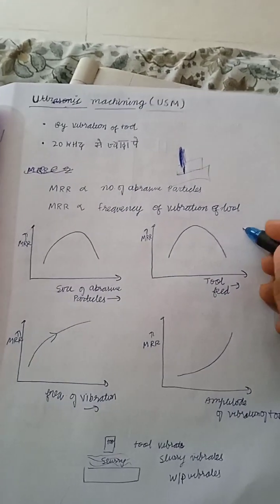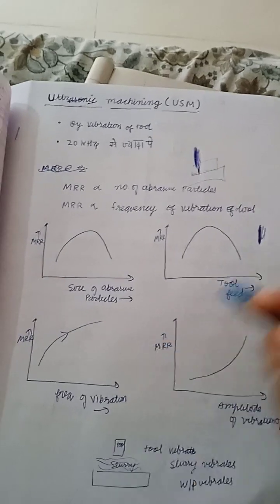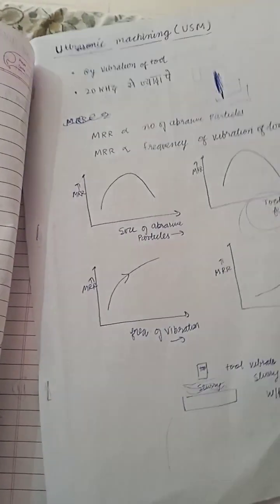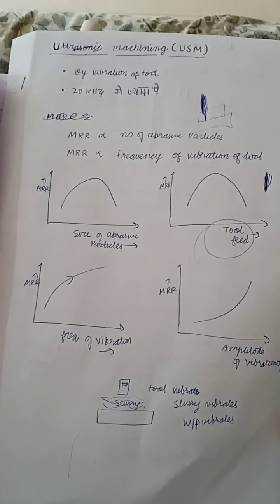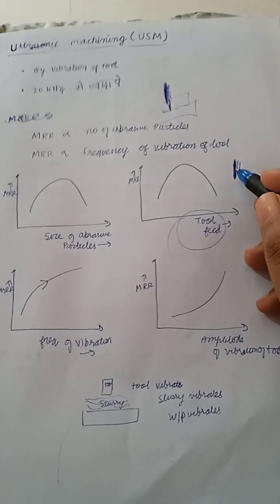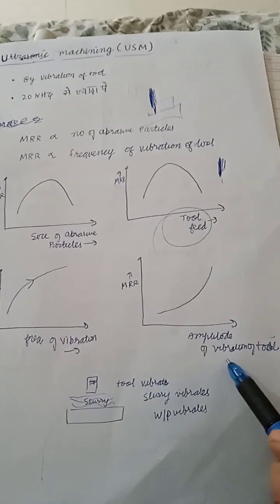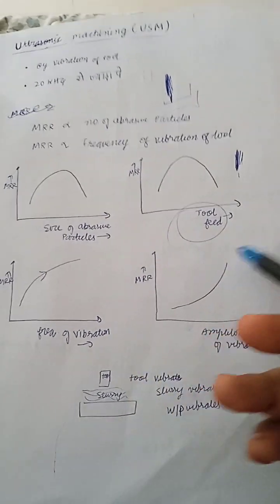Tool feed means vibration of the tool. Tool feed means something like the tool comes down. I don't know. MRR also depends on amplitude of vibration of tool. Okay.